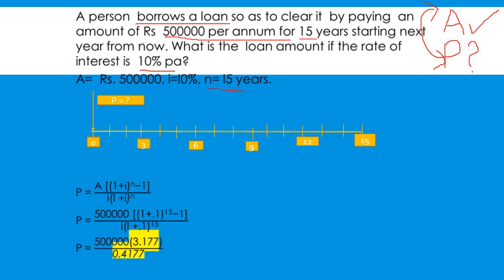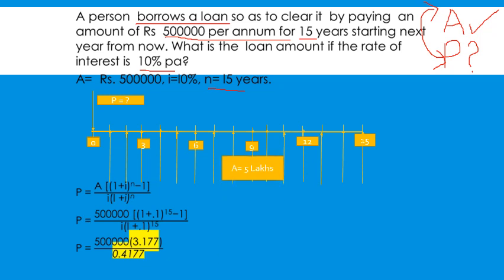A, what will happen to A? A will obviously be on the negative side. See here, A are all on the negative side. Why are they on the negative side? They are on the negative side because every year you have to pay that 5 lakh rupees. Since you need to pay that 5 lakh rupees, you are losing that money and hence they are on the negative side.